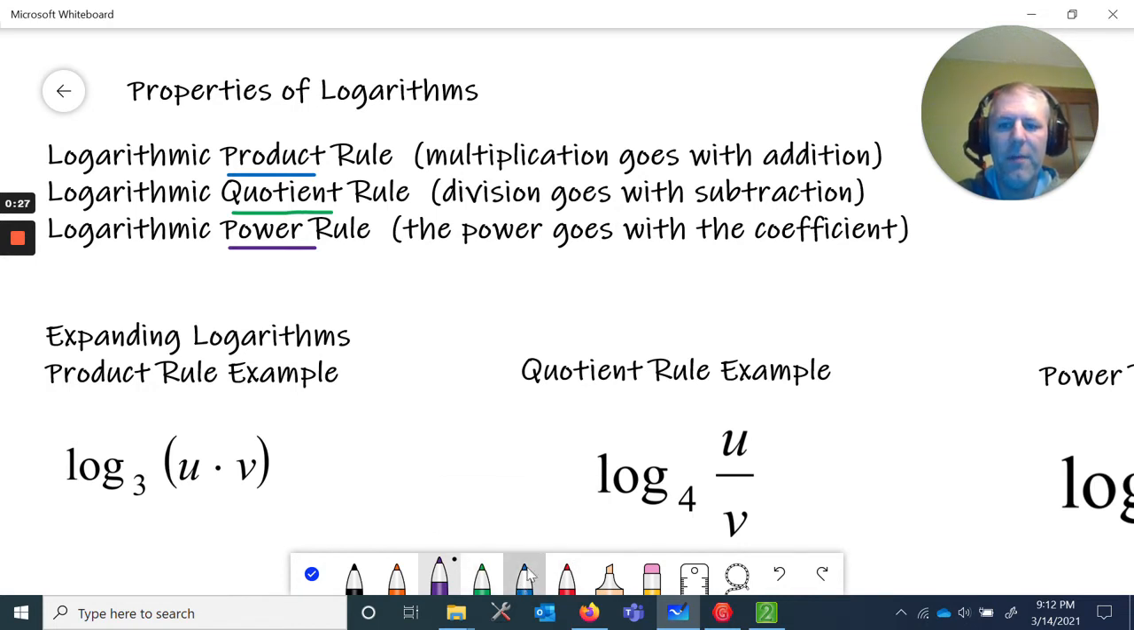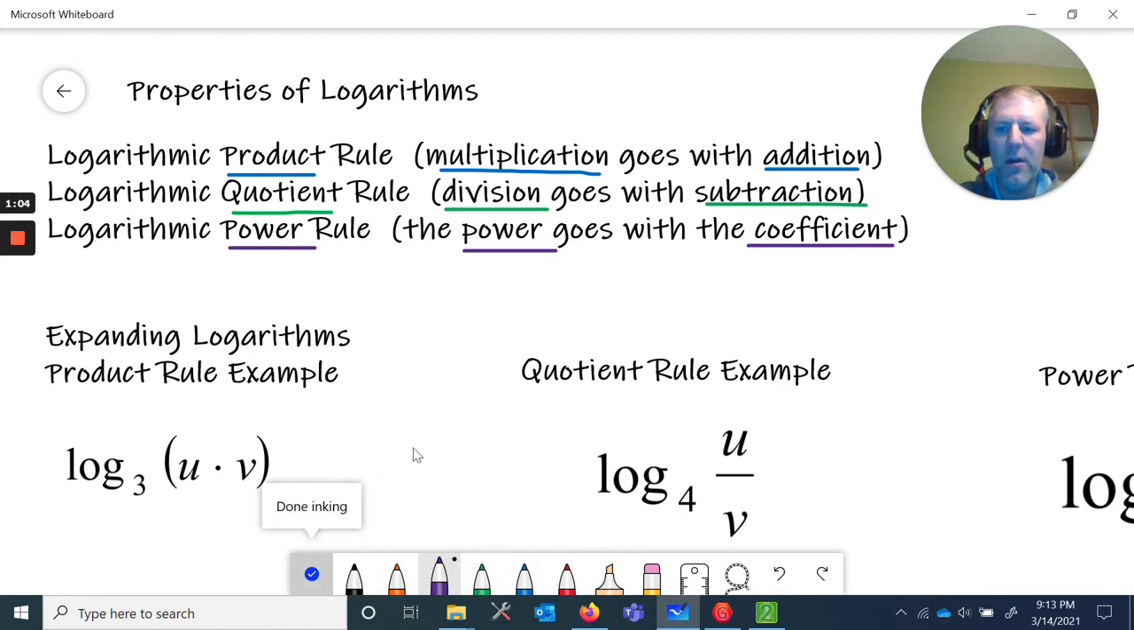So to kind of think about these, really we're just rewriting things in different ways. So it's sort of like translating, like we talked about initially with logarithms, going from logarithms to exponentials and back. Product is multiply, and that's going to go with addition. Quotient is going to be division, and that goes with subtraction. And then power is like an exponent, and that's going to go with coefficients, we'll call them. So those are the three connections: multiply and add, division with subtract, and power with coefficient. So let's look at some examples.